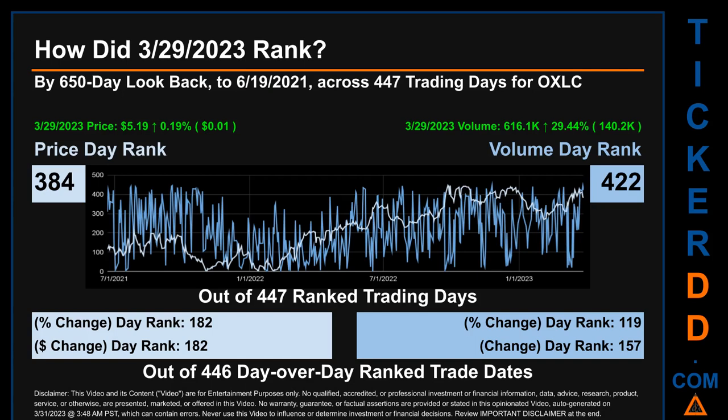The price's day-over-day percentage change, jumping 0.19% on March 29, 2023, had a day rank of 182 while its dollar difference of 1 cent had a rank of 182 when compared day over day across 446 trading days. Volume's percentage change and difference were ranked respectively at 119 and 157.